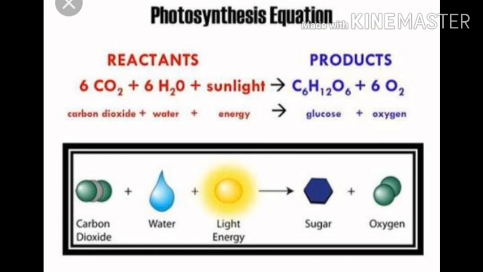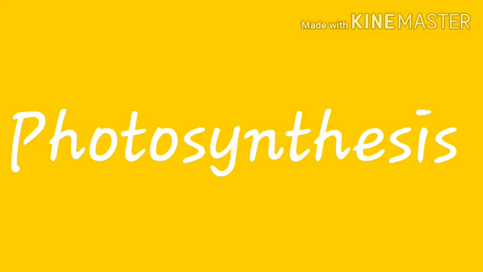Clearly you can see in this figure the reactants are 6 CO2 plus 6 H2O plus sunlight. Products are glucose and oxygen gas. Although this reaction is not in your 5th standard, I still want you to know about it. By this reaction, it is clear what the reactants and the products of the photosynthesis process are. I hope that this topic is clear to you all, students.